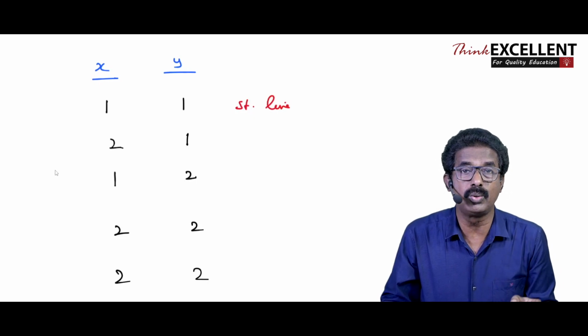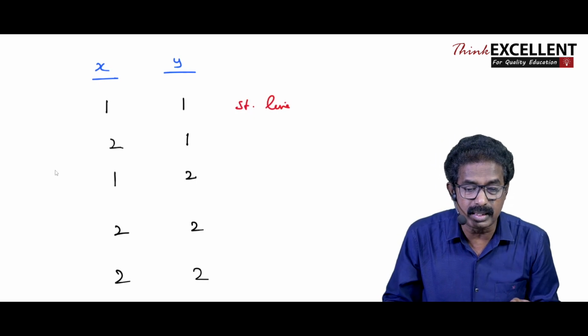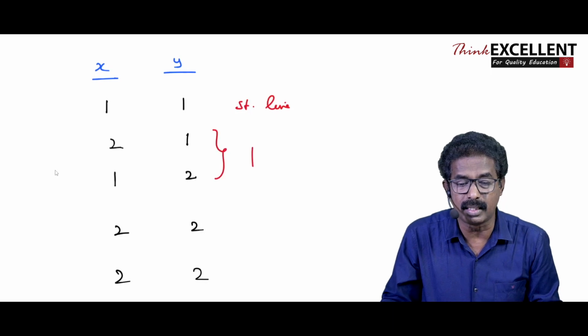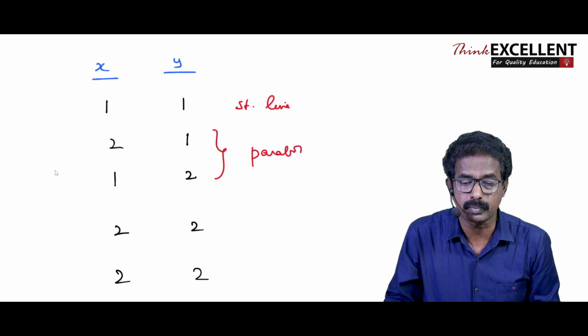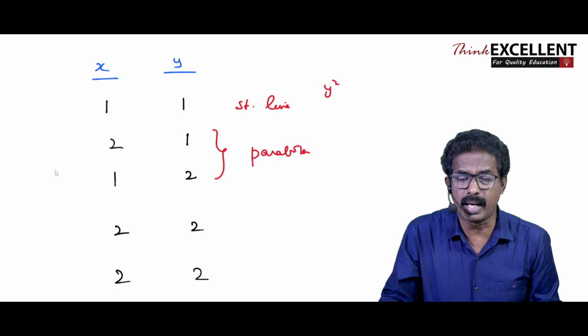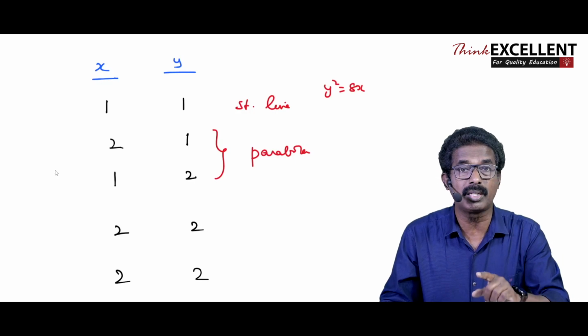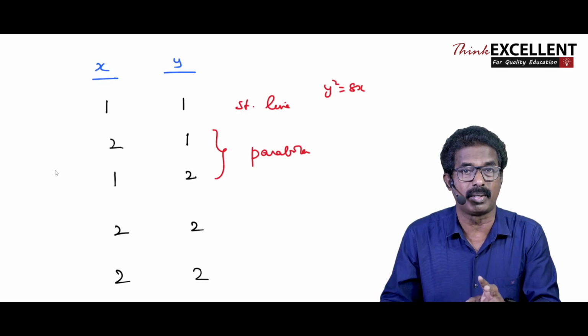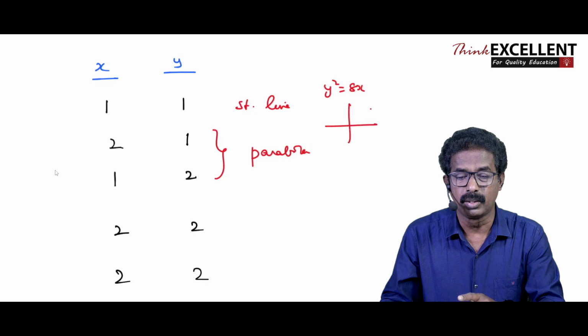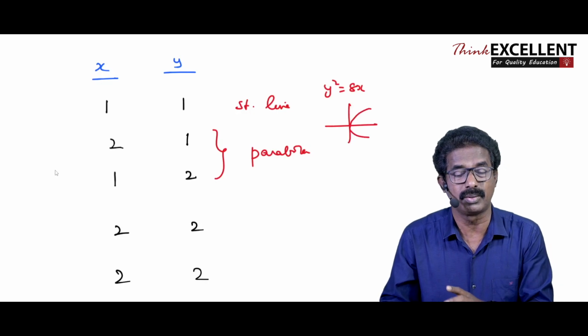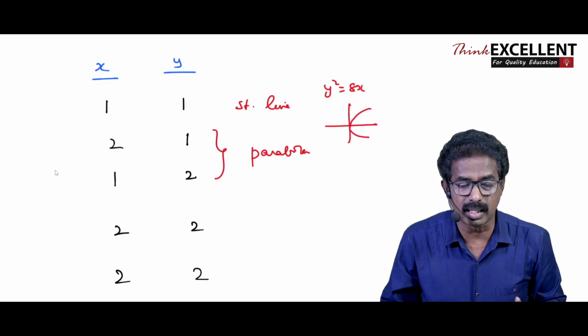Suppose x has degree 2 and y degree 1, or x degree 1 and y degree 2, then it represents a parabola. Suppose y square equal to some 8x, something like that. It is a parabola because x has degree 1 and y has degree 2. There are 4 types of parabola. Here y square equal to 4ax type is open rightward, right? Like that, you must know how to draw the diagram.